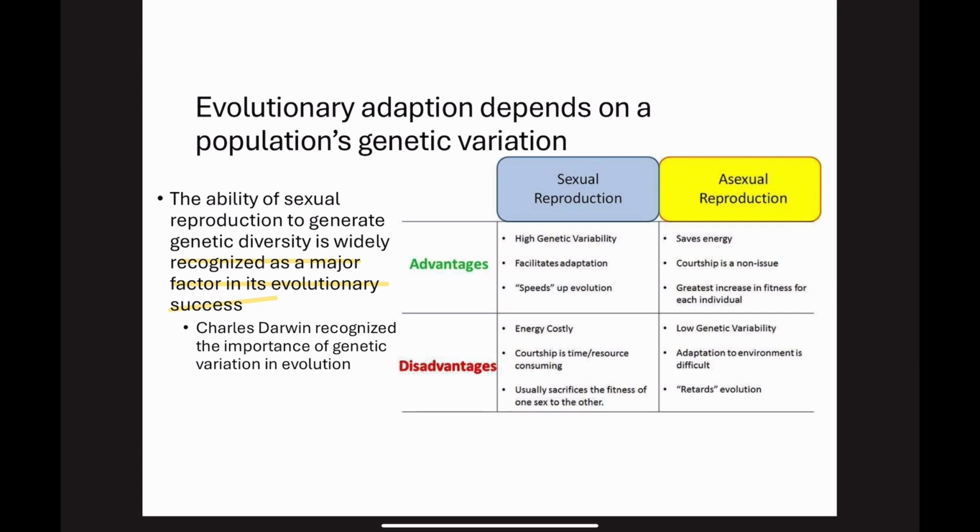So overall, the genetic diversity in sexual reproduction allows us to better adapt to the changes in our environment. Even though asexual reproduction is more efficient, it can actually harm evolution because those organisms don't change the same way that the organisms produced through sexual reproduction change.